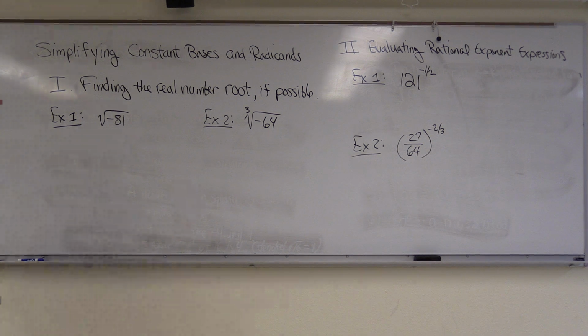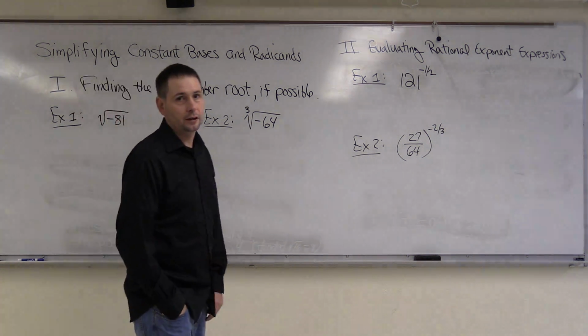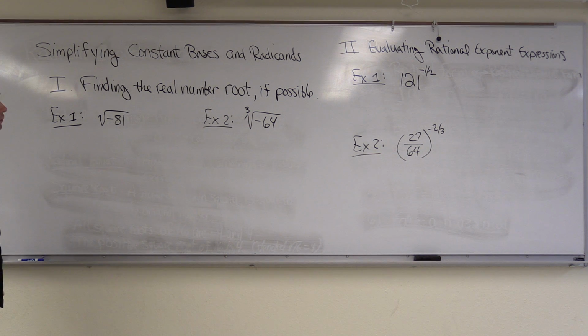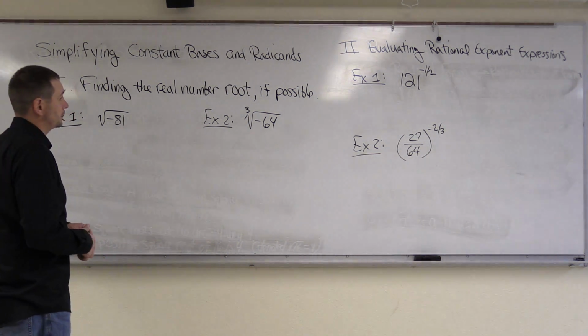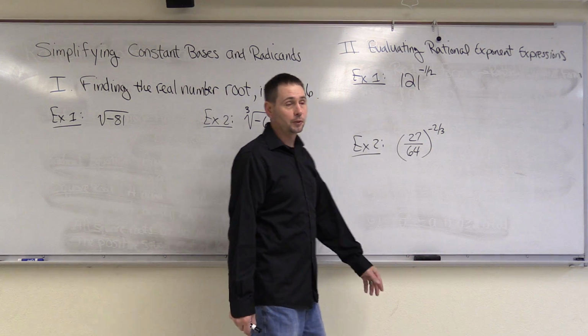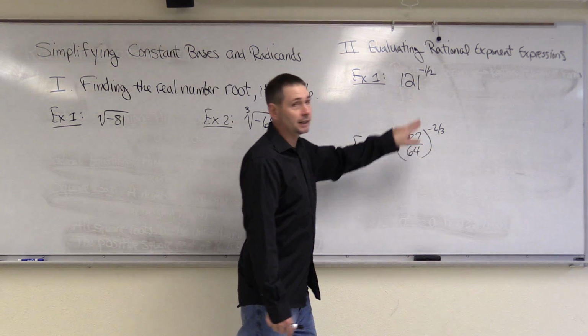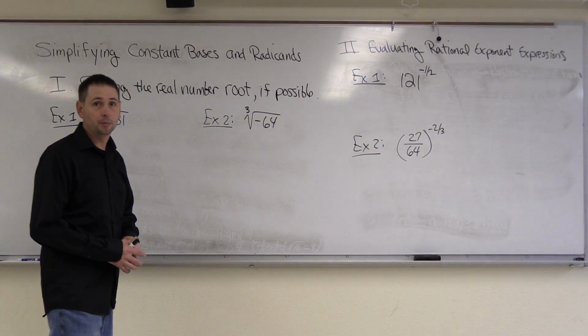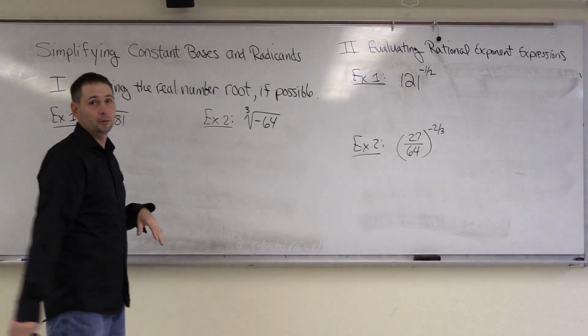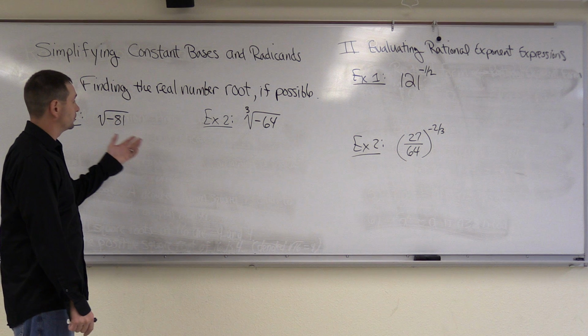Now we're going to look at simplifying these radicals that have constant bases, or radicands. When I say constant bases, I'm talking about a problem that has a rational exponent, and this would be the base. It's a constant because there's no variable in it, it's just a number. And number radicands are what we have when we have a root symbol.